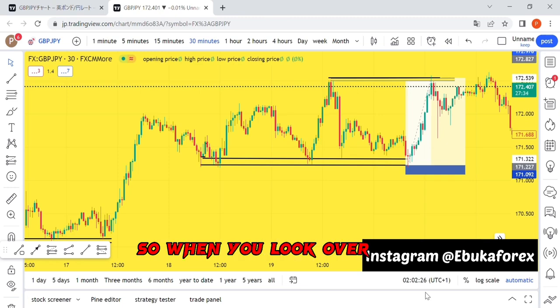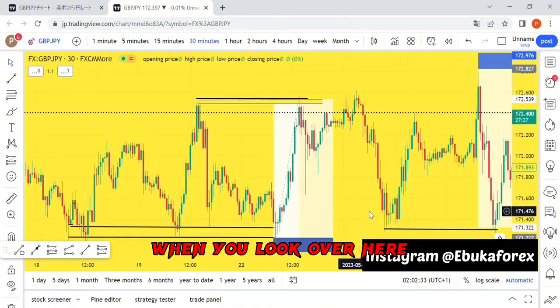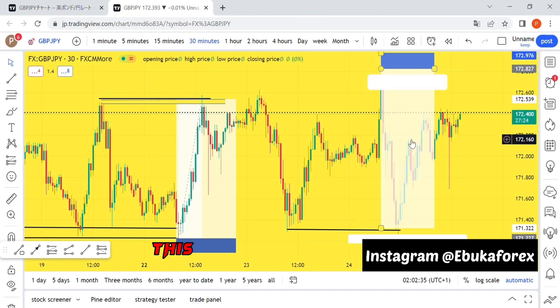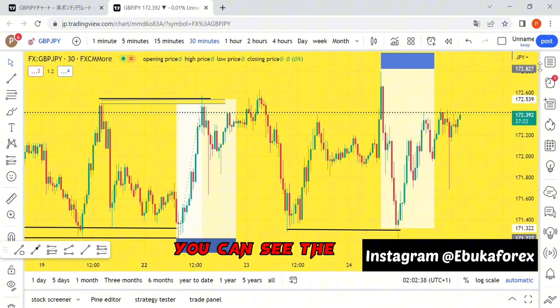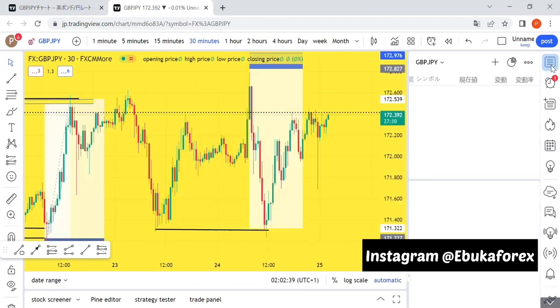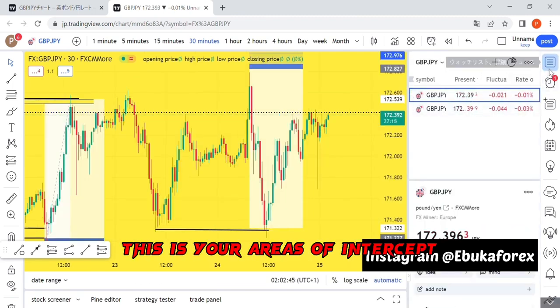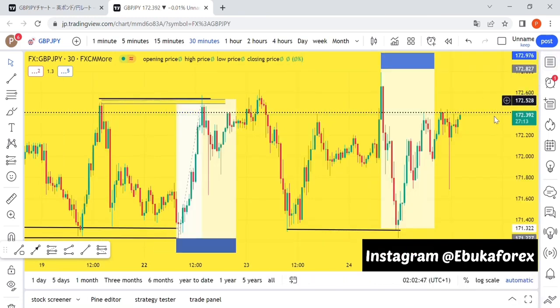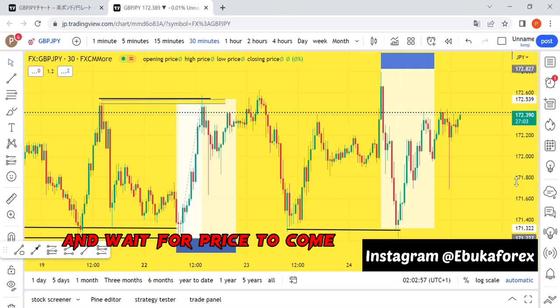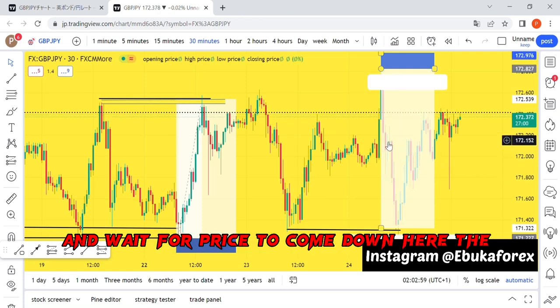So when you look over here, you'll see what's happening here. Let me zoom in a bit. This is a random Q zone, and you can see the time, 8:30 a.m. So you already know that this is your area of interest, which is a liquidity zone. What you have to do is just mark out this area and wait for price to come down here the next day.